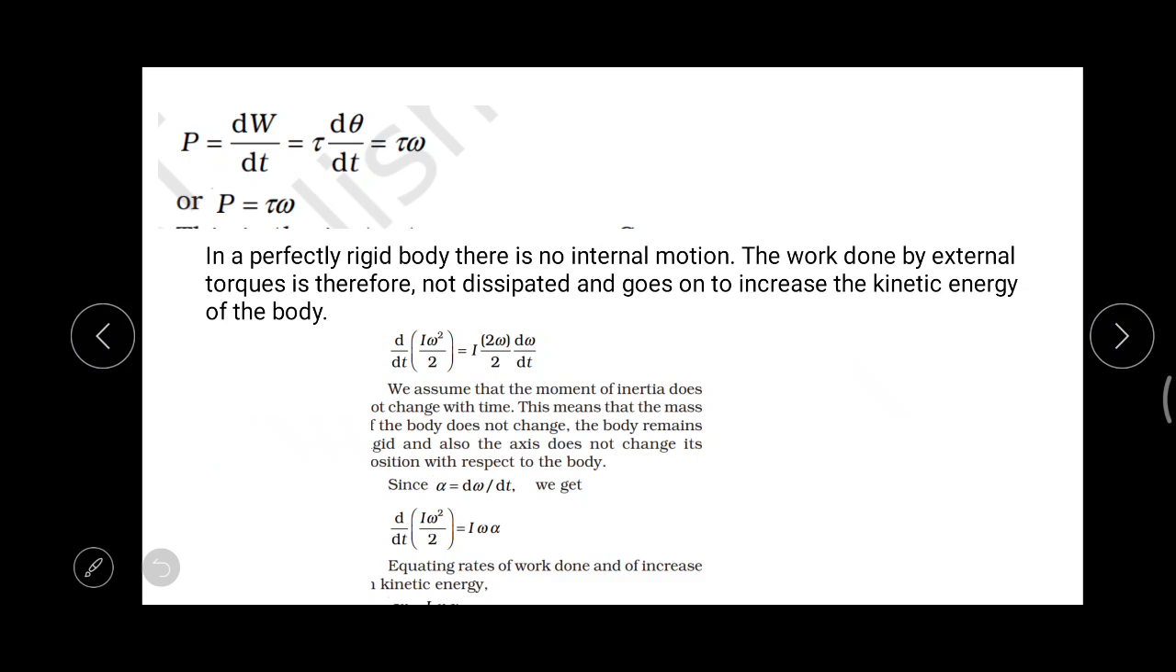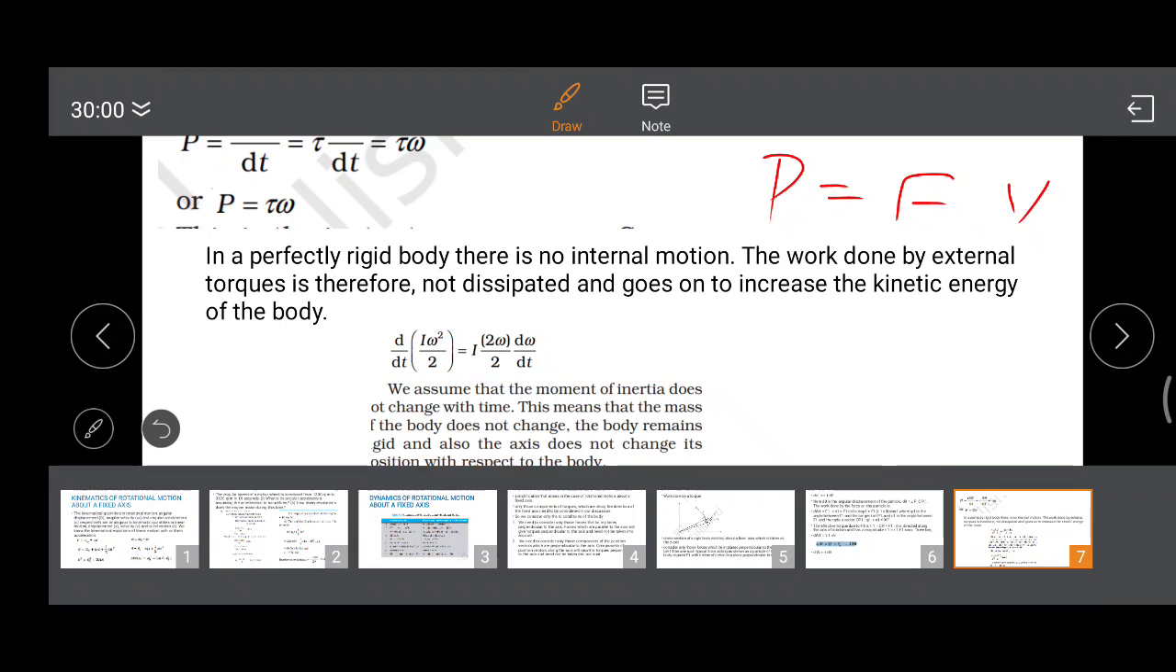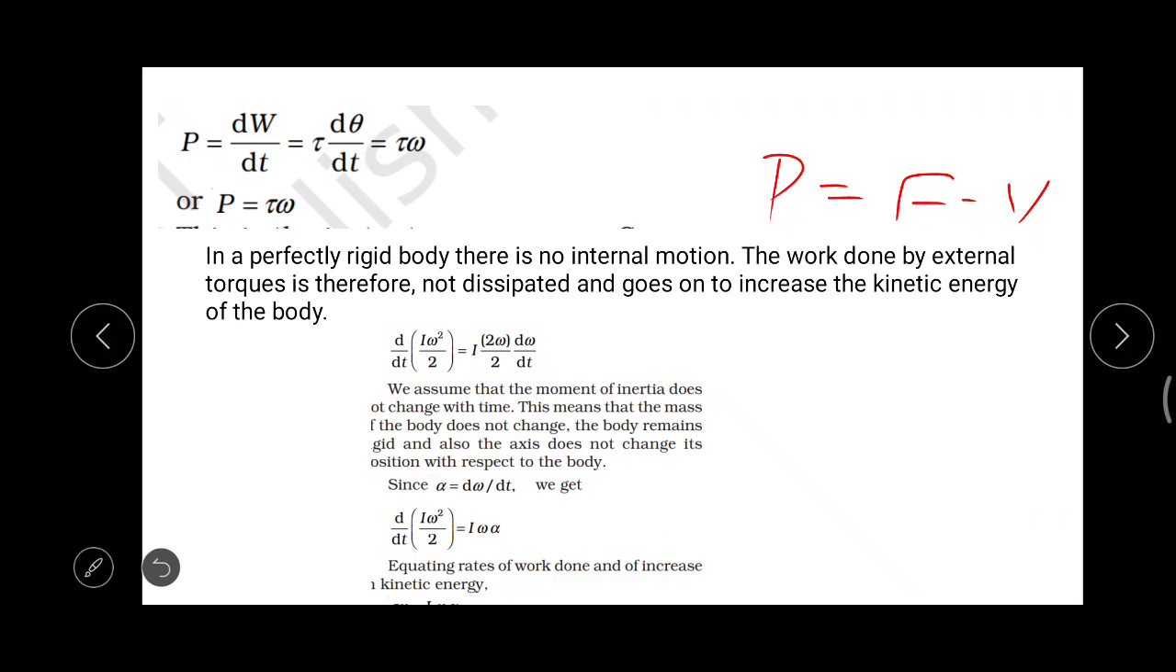Now we have to discuss the power. Work we have discussed, now comes the power. Power is the rate of change of the work done with respect to time. So P is equal to dW by dt. In the case of linear motion, you know that P is equal to F dot V. Here it is a dot product. If you consider the angular motion, F will be replaced by tau, and V will be replaced by omega.